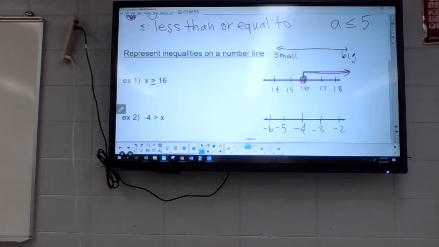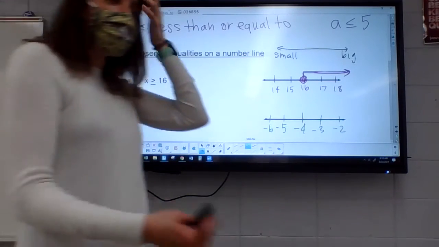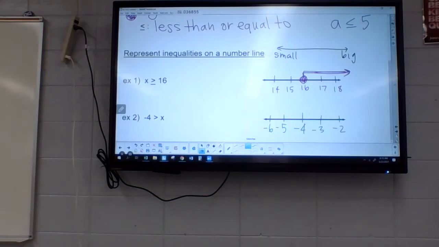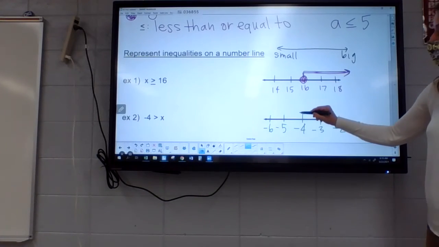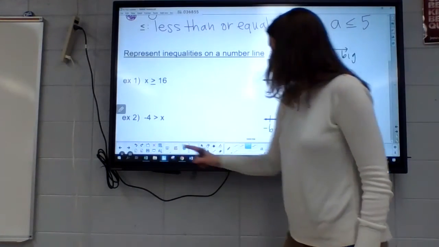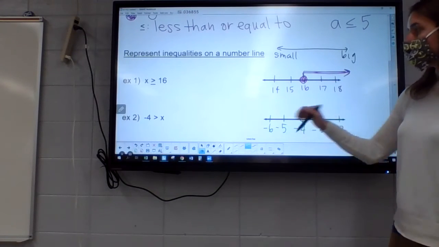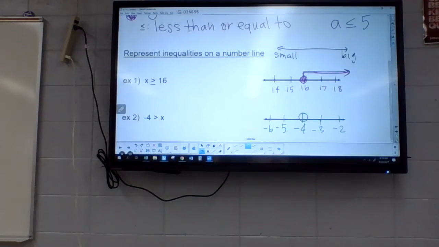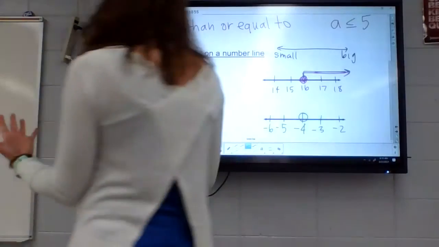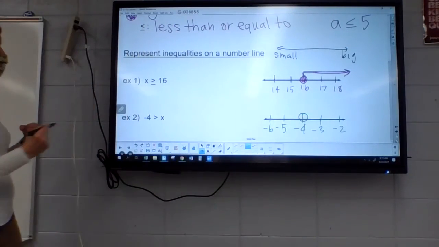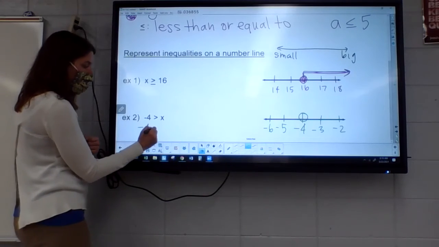All right. So the number line has to go in order. It has to go from smallest to largest. Now this time we're going to have an open circle at -4, because -4 doesn't actually work. The equal to line isn't there. But now figuring out which way to draw this inequality is kind of confusing. It's saying -4 is greater than x.